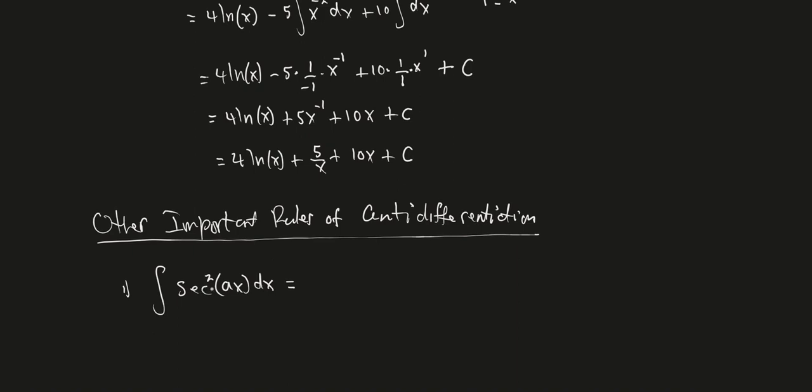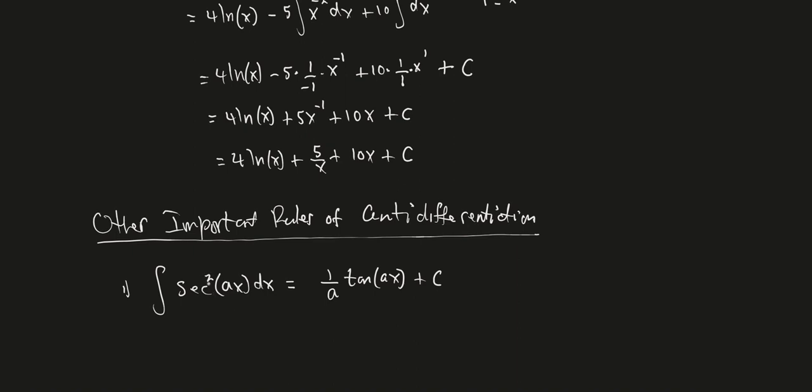And if we think, we come up with tangent. So we know that the tangent of x, if I differentiate it, will give me secant squared x. But what about this extra constant right here? Well, we handle it the same way we handled the previous constants that we had. We end up having 1 over a times the tangent of ax plus c, right?